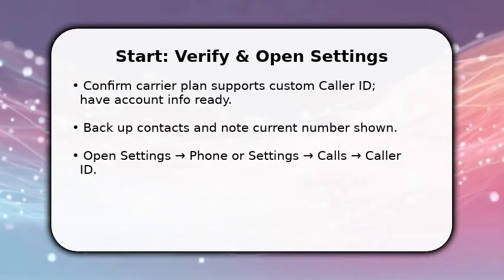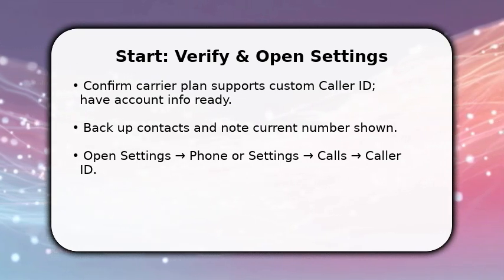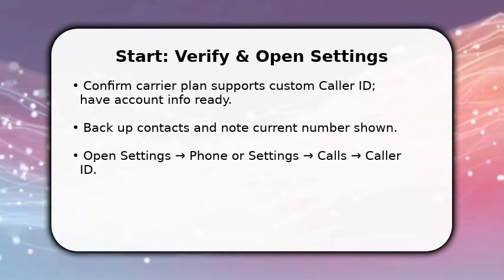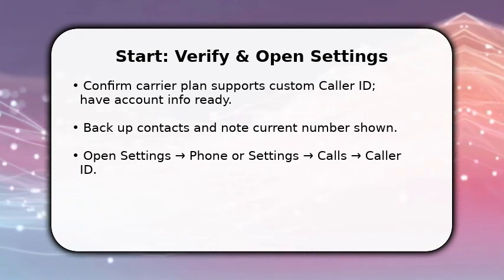You begin by confirming your carrier allows changing the number displayed. Carriers may lock this setting. Once done, back up contacts and note the current caller ID so you can verify the change.